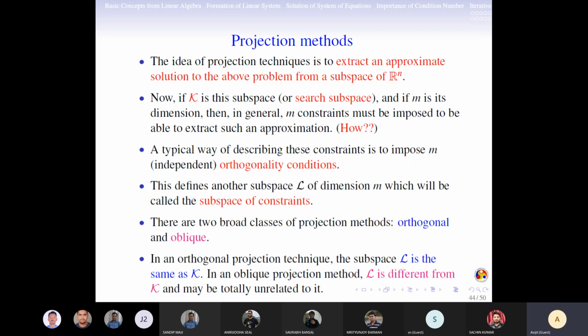Now there are two types of projection method: one is orthogonal, the other is oblique. In the orthogonal projection method, the subspace script L is the same as script K, that means your search subspace and constraint subspace are equal. That is what we did in steepest descent. The oblique projection method is used in the conjugate gradient CG method. In the oblique projection, script L is defined from script K, or may be totally unrelated. You can use some defined L or K. This type of method is known as the oblique projection method.